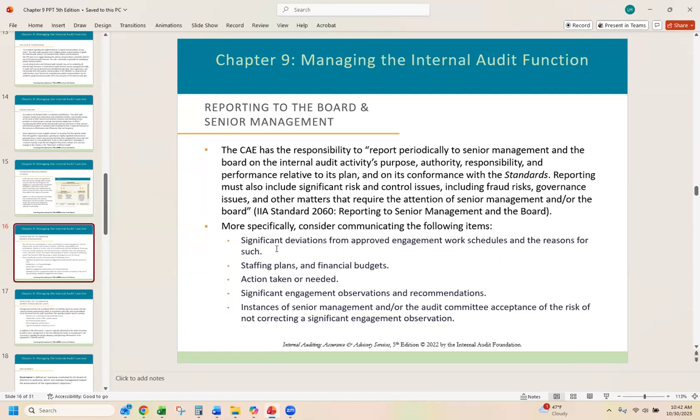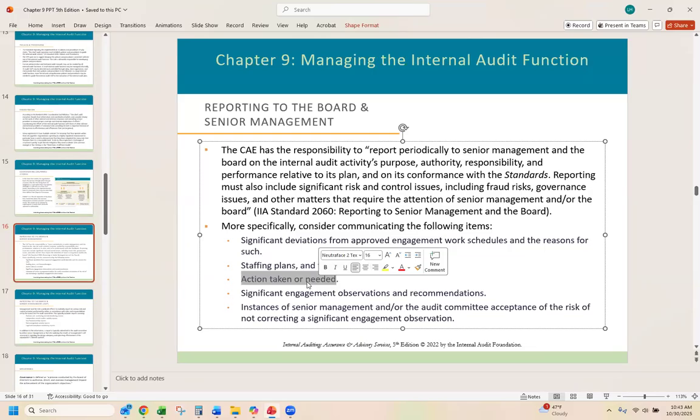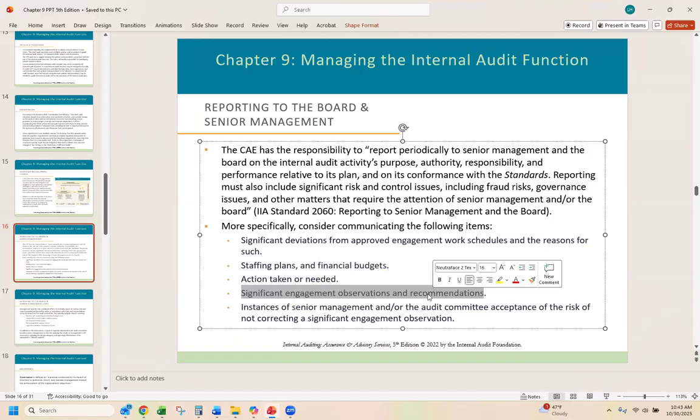Communicating the staffing, the budgets. Typically, the budget is communicated as part of the overall budget process that is then approved by management before a lot of this stuff even happens. And then any action taken or needed. So if something needs to be done, or if you've addressed something, you need to communicate that. If you've observed something but not really done anything about it, just say, hey, this is happening, here's a suggestion for how to fix it, you should communicate that.